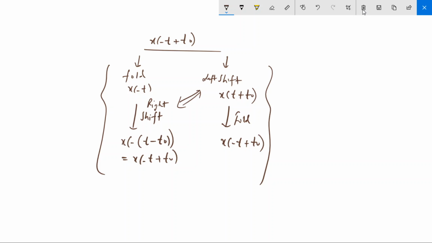So in order to avoid this confusion, what we generally do, since it is t plus t naught and we know x(t+t naught) is the left shift. Okay, so whenever the folding and the shifting are at the same time, we prefer to use shifting first, because otherwise it is somehow confusing here.